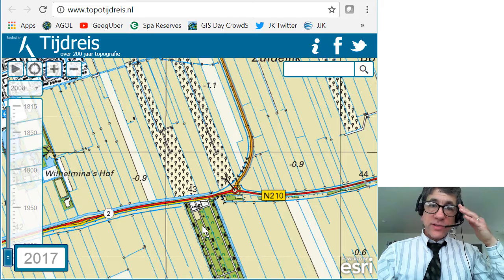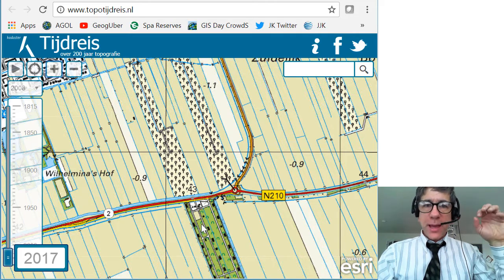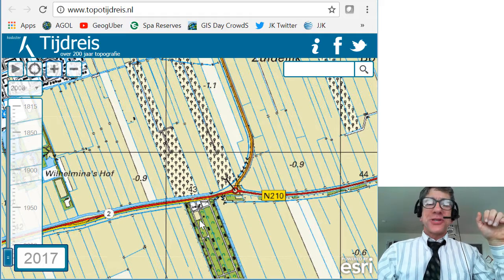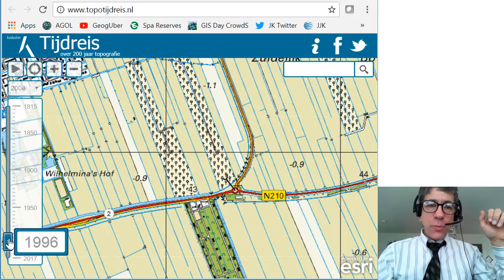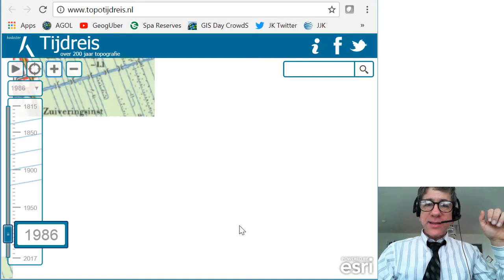You can even see some of the fields have been marked. Really wonderful set of topographic maps. You've got all the drainage ditches mapped out here. They're not irrigation ditches, they're drainage ditches, right? This is the Netherlands. Let's go back in time to the 90s and even the 80s.